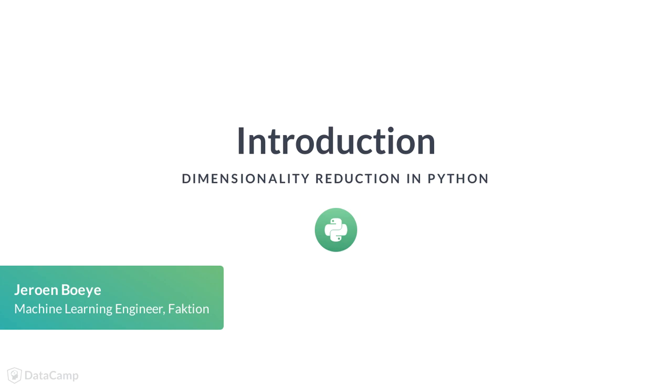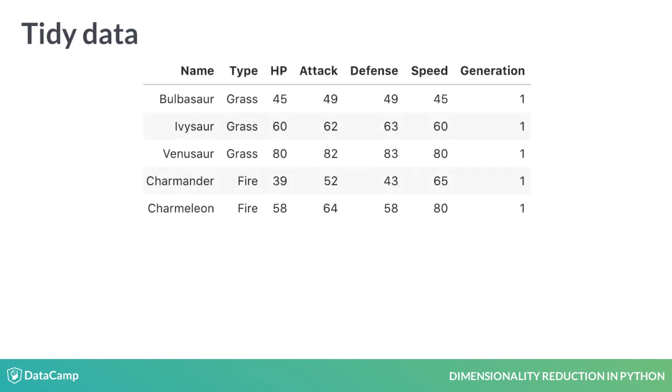In this course, I'll be teaching you how to reduce dimensionality in your datasets. Before we get going, it's important to clarify some concepts. When I mention dimensionality, I mean the number of columns you have in your dataset, assuming that you're working on a tidy dataset, such as the Pokemon dataset shown here.